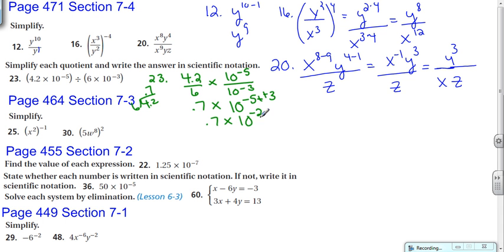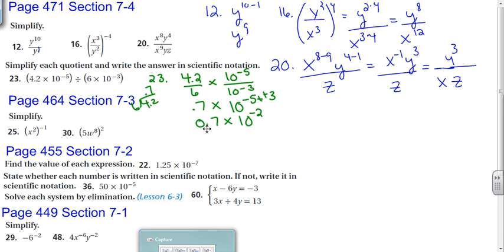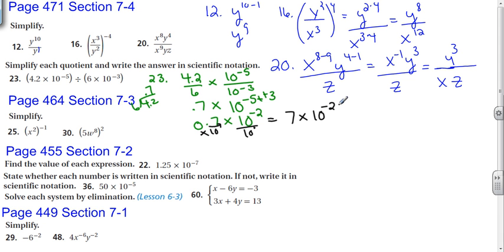The problem is 0.7 is not a number between 1 and 10. So to get it to be a number between 1 and 10, I'm going to multiply 0.7 by 10. But if I multiply 0.7 by 10, I have to divide 10 to the negative 2nd by 10. So 0.7 by 10 just moves the decimal over once. That gives me a number between 1 and 10, 7, times 10. And then I have to subtract the exponents. Keep the 10, subtract the exponent, so negative 2 minus 1. So I end up with 7 times 10 to the negative 3rd power.